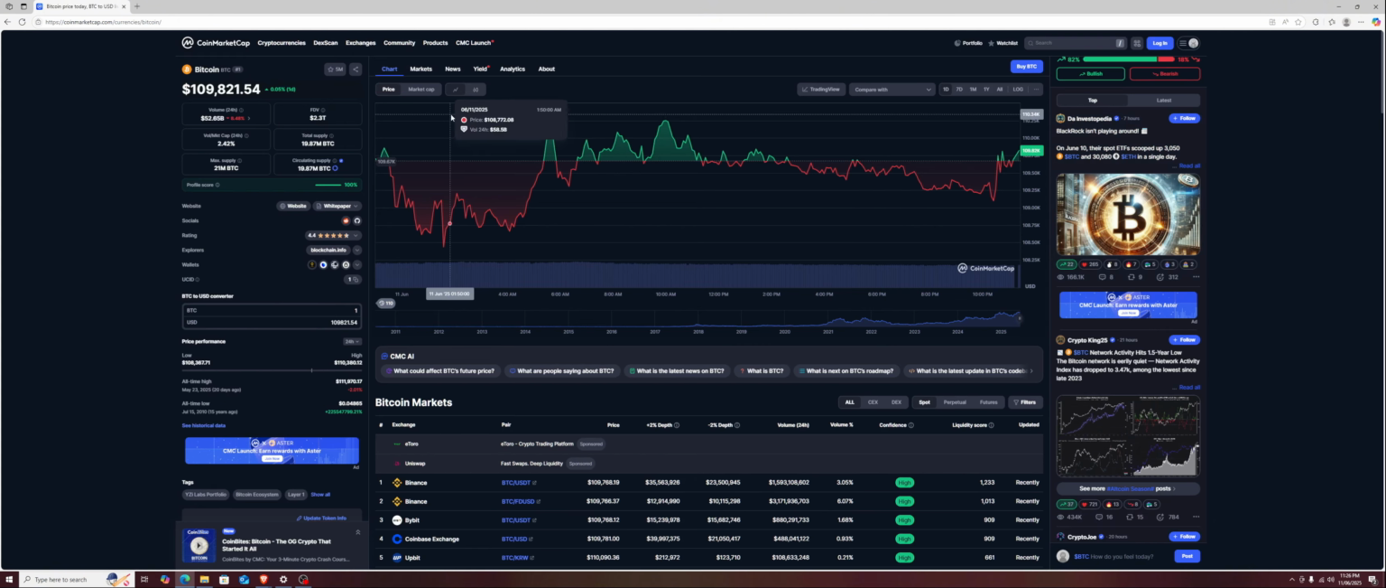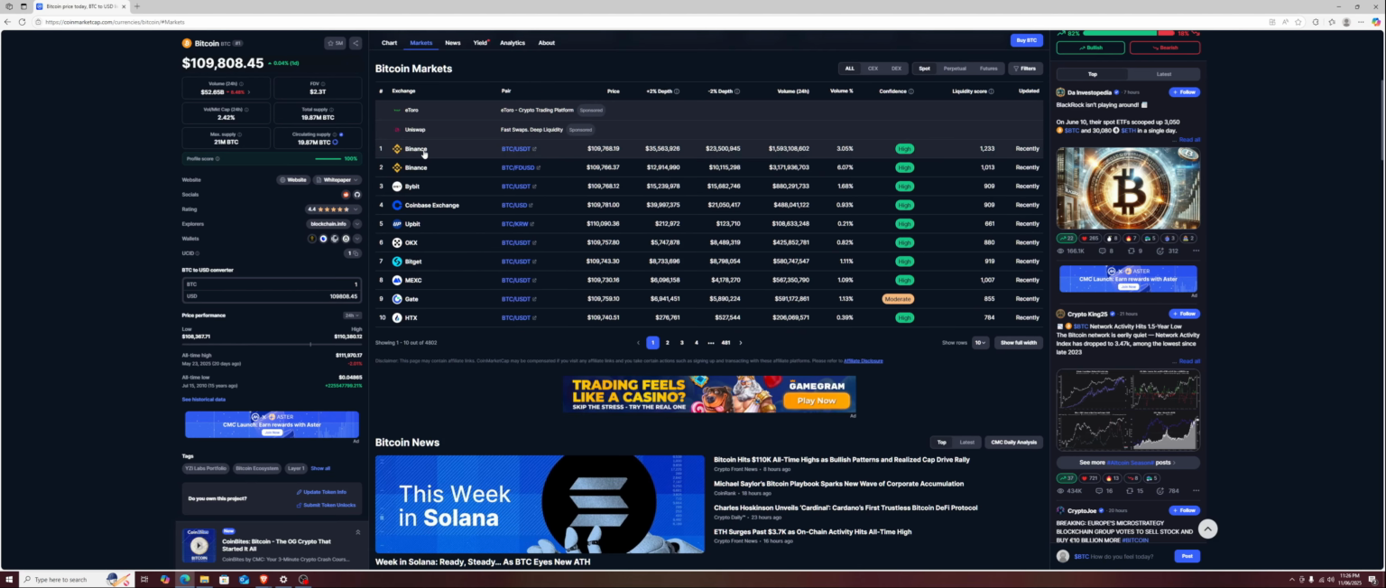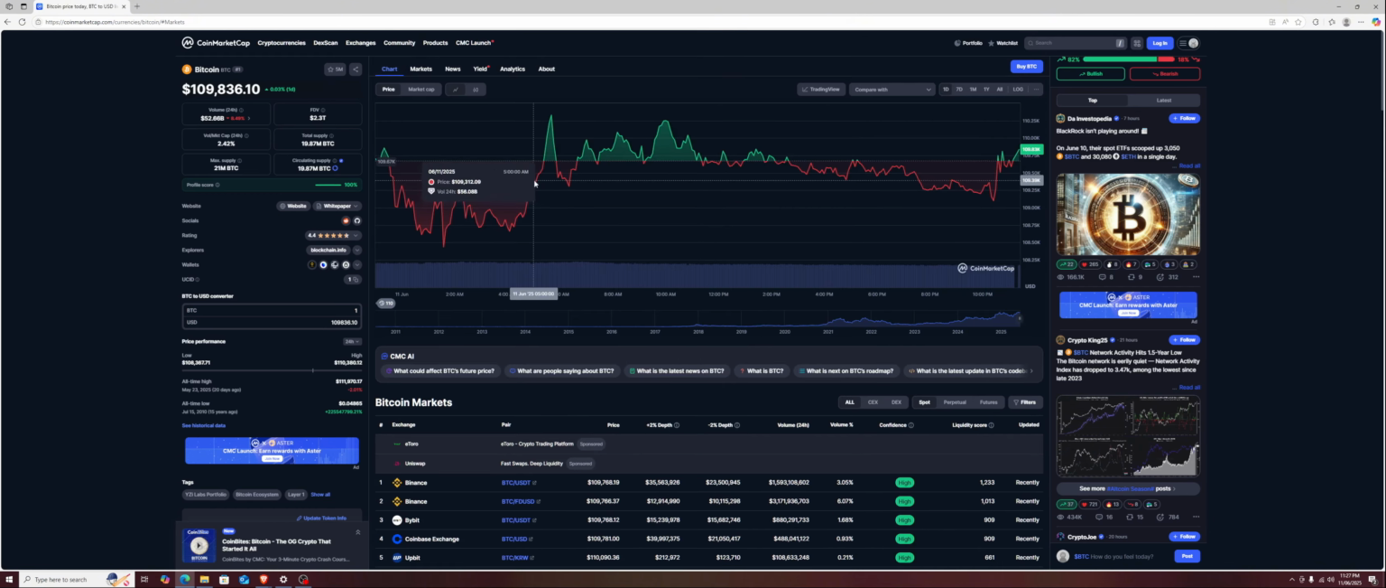Okay, so now if you go into the market part over here, you'll be able to see where you can actually trade this coin, BTC USDT, or whatever the currency you are in. So Binance and Coinbase, these are the two biggest ones. So we are going to talk about it.